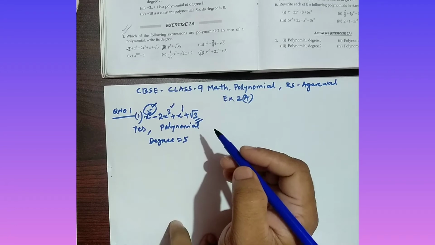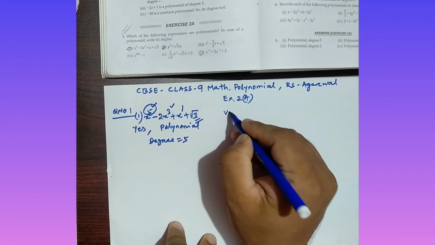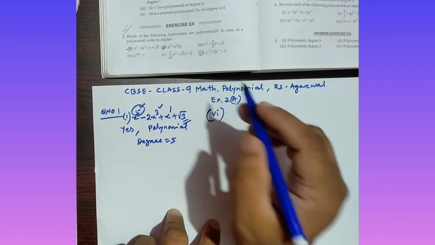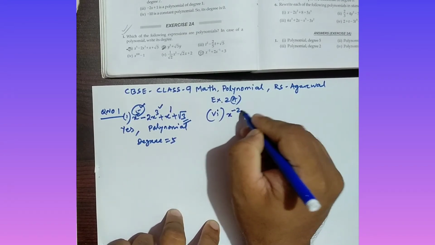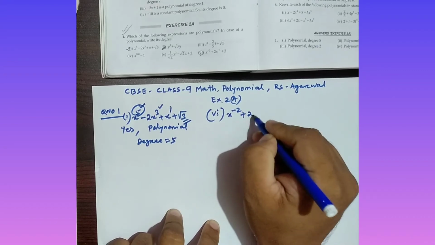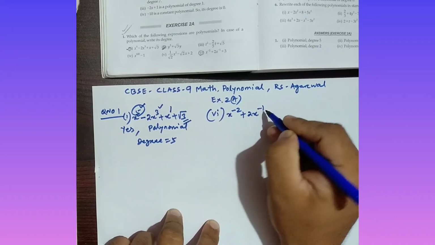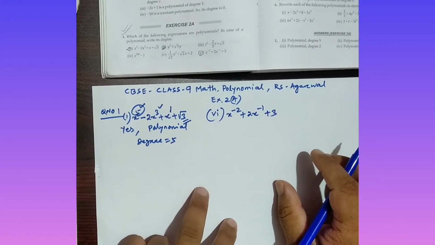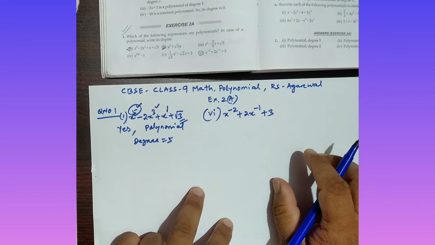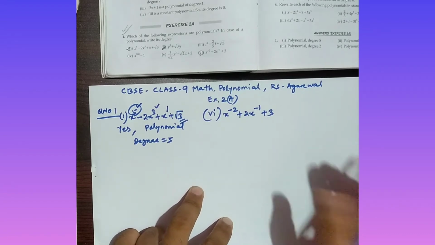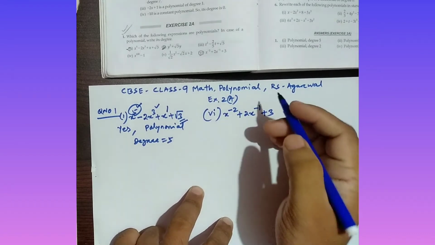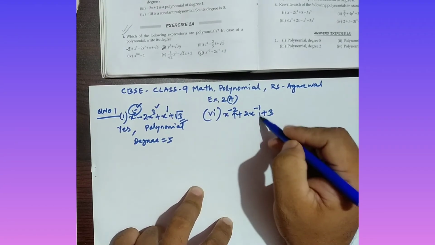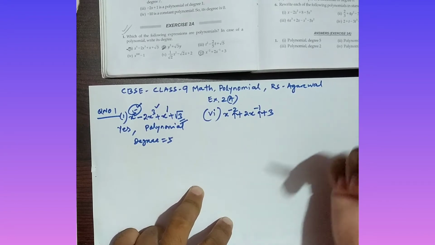Now next, move on to the (vi) question. What is that question asking? X to the power minus 2 plus 2x to the power minus 1 plus 3. Okay, so we have to check whether this one is a polynomial or not. The logic is that you have to check the power part of the variable. Now look here, the power part of the variable is minus 2. Here the power part of the variable is minus 1, which is a negative integer.